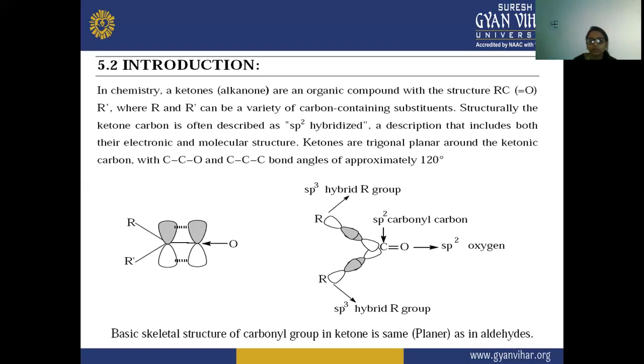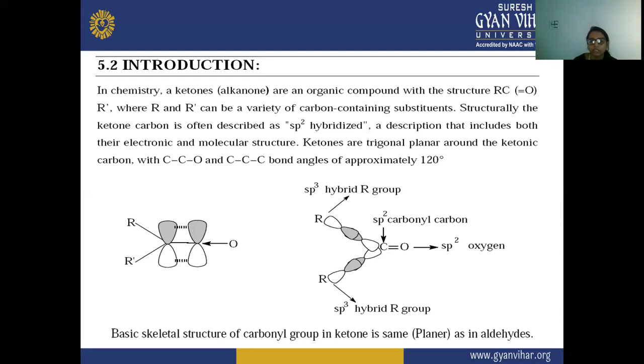Structurally, the ketone carbon is often described as sp2 hybridized. So these ketonic carbons are described as sp2 hybridized. The carbon that is attached to these alkyl groups and the oxygen atom is sp2 hybridized, and the description includes both their electronic and molecular structure. In this figure, you can also see that ketones are trigonal planar around the ketonic carbon, with CCO and CCC bond angles of approximately 120 degrees.